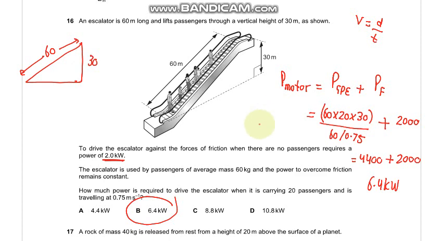So question number 16 says to determine the power required to drive the escalator. The frictional force power is given. We need to find the power because of the gravitational potential energy, which is mgh over time, which is mg times distance, which is 60 meter, divided by velocity, which is 0.75, added with 2000. So this gives 6.4 kilowatts. So let's continue.